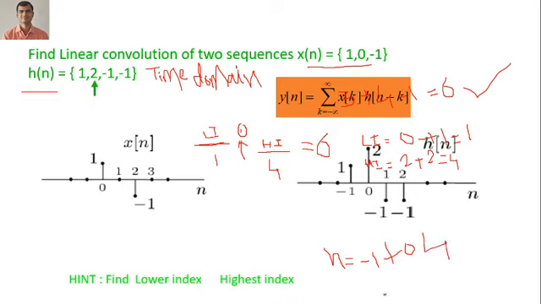Now you add: minus 1, 0, 1, 2, 3, 4. So the total number of samples is going to be 6 only. Here we need to put the value of n equal to minus 1, 0, 1, 2, 3, 4. Here x of k will remain the same, h of minus k will also remain the same. What changes? We just need to put the value of n, multiply, and add. That is the graphical convolution.